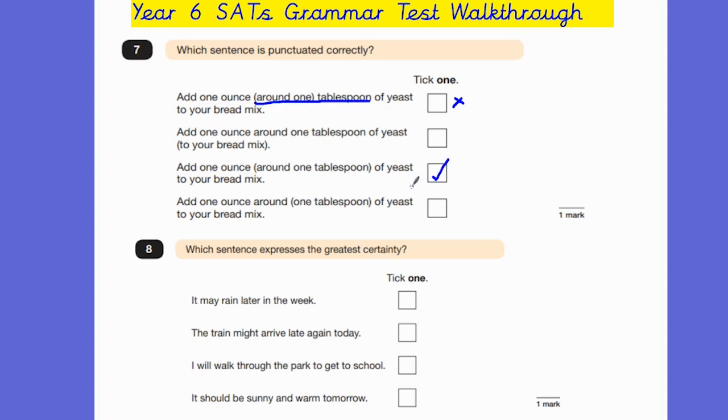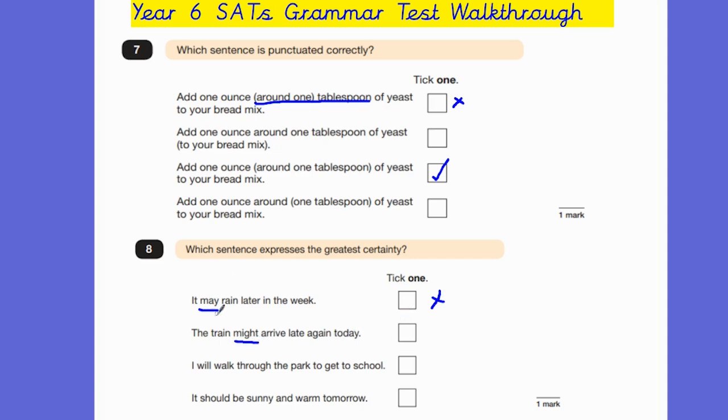Number 8, which sentence expresses the greatest certainty? Now, this question is testing the children's understanding of modal verbs. So, which one is most likely to happen? It may rain later in the week. Well, I need to look at all of the other options first. The train might arrive late again today.